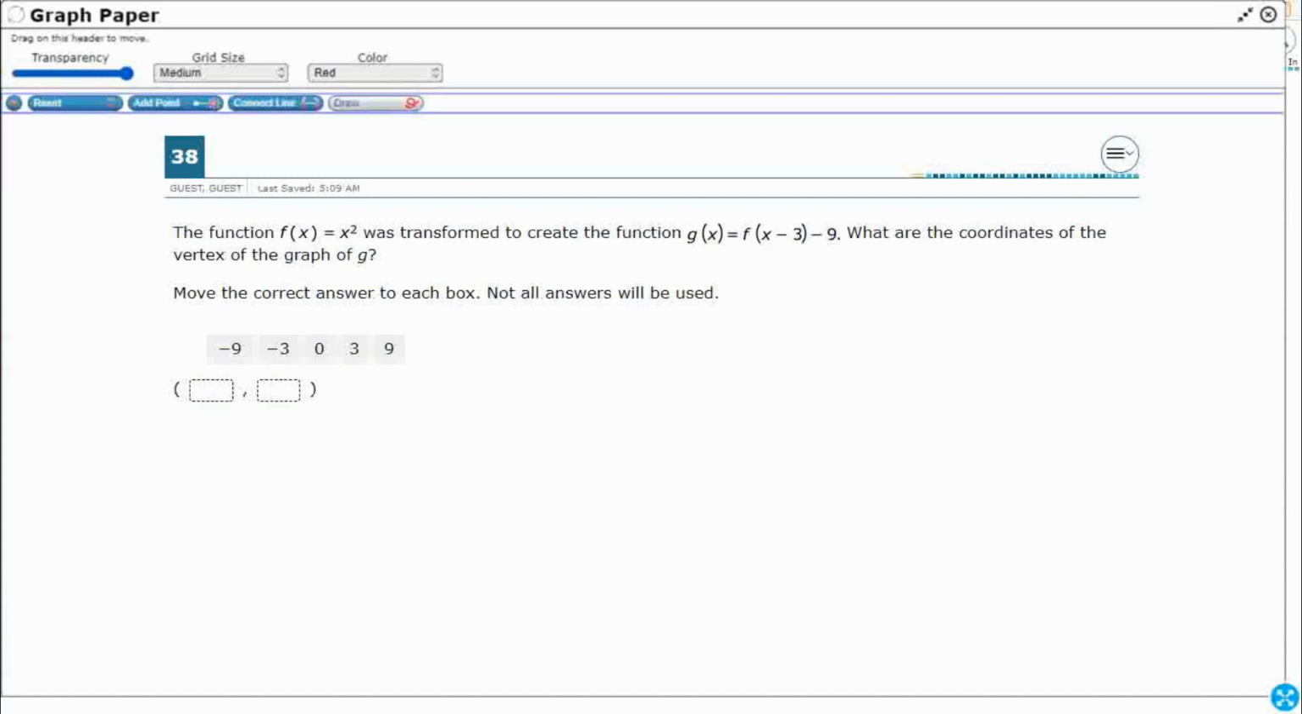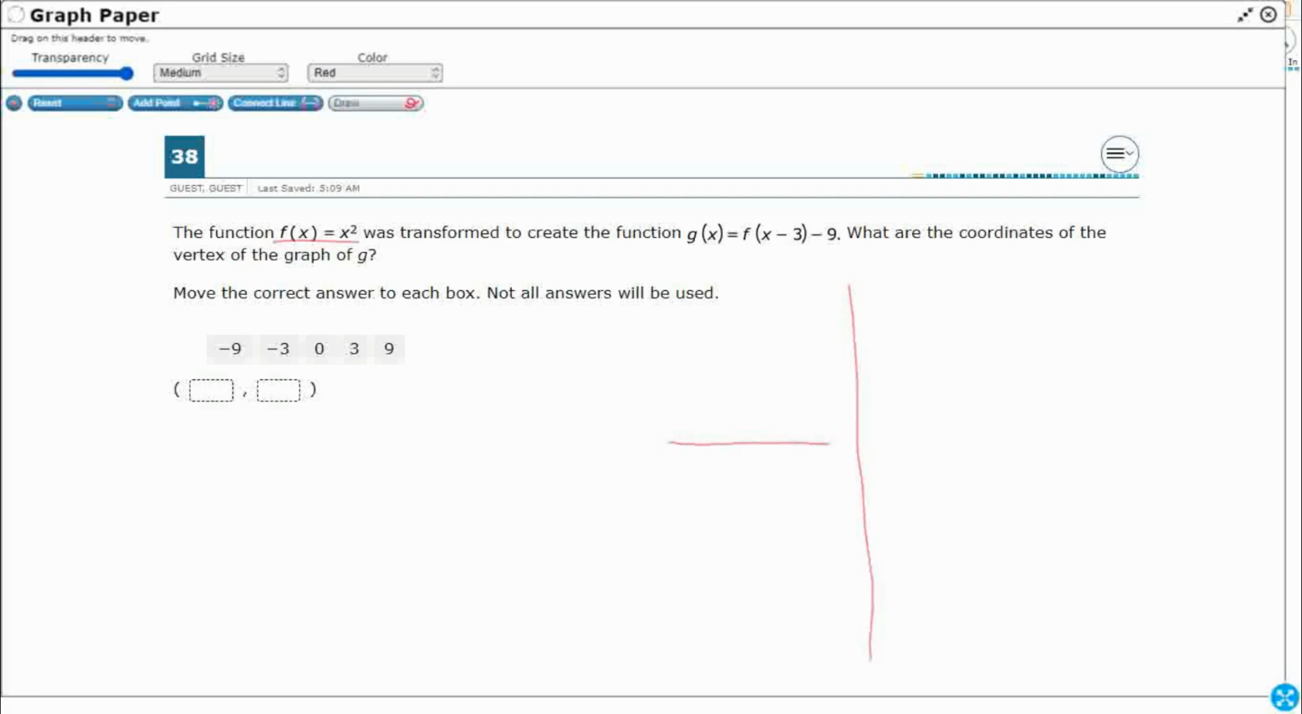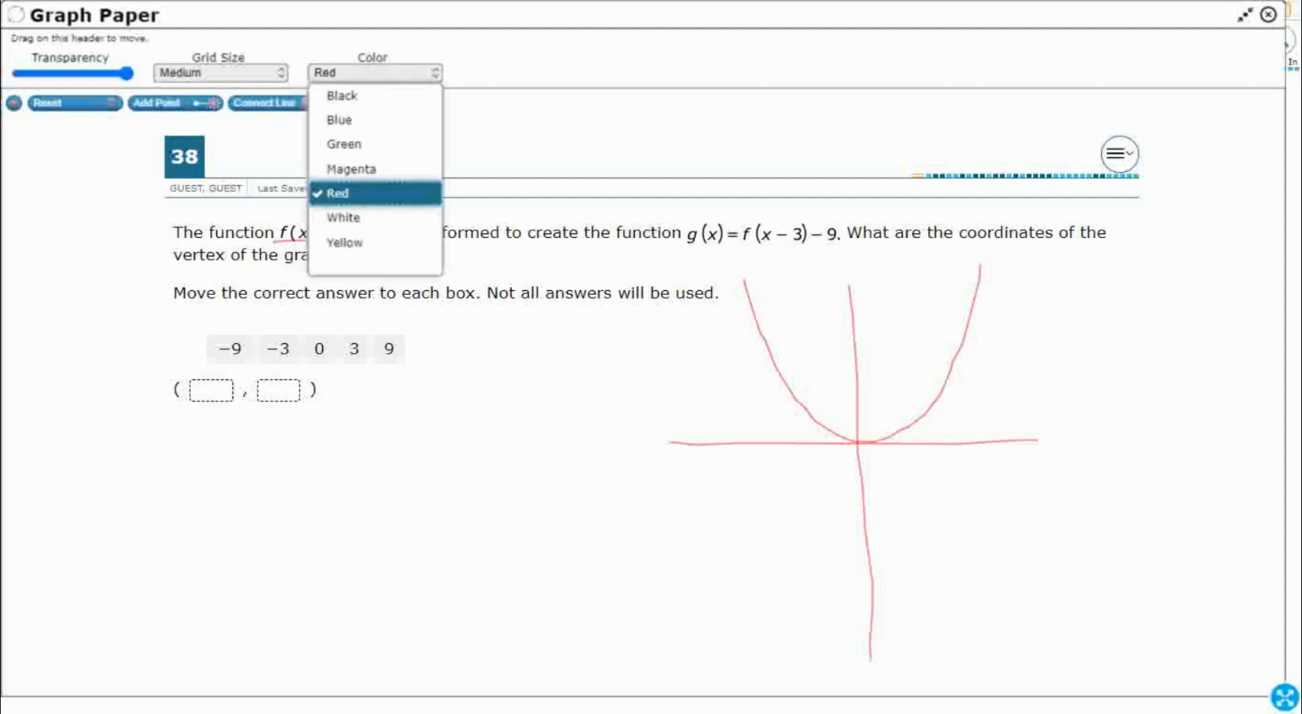Okay, so we've got our basic function right there: f of x equals x squared. I'm just going to draw this right here. This is our basic quadratic, very vanilla, goes through the origin, faces up. That's what the basic f of x equals x squared looks like.